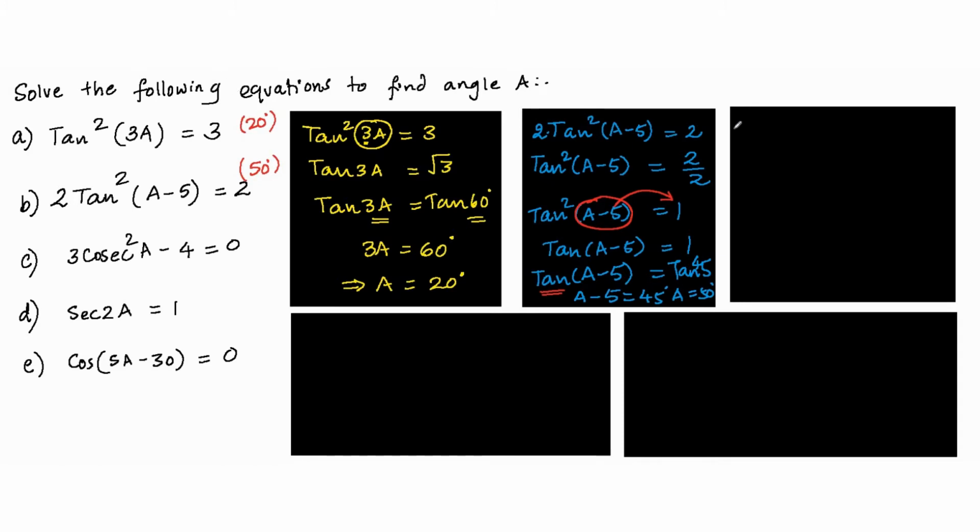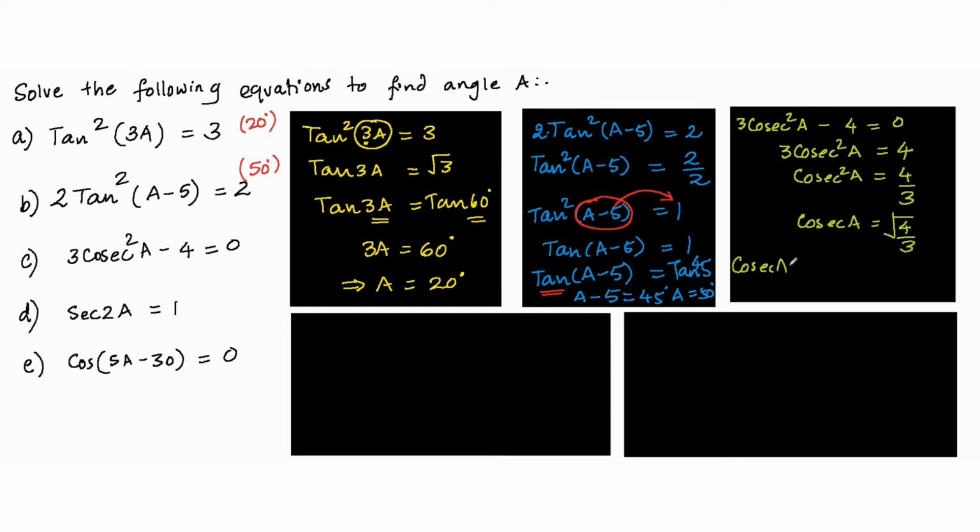Let us now solve the third question. We have 3 cosec square A minus 4 is equal to 0. So let's transpose the 4 to the other side. I get 3 cosec square A is equal to 4. 3 is in multiplication with cosec square A, so it becomes cosec square A is 4 by 3. Taking square root on both sides, I get cosec A is equal to square root of 4 by 3, which means cosec A is equal to square root of 4 is 2 and square root of 3 is root 3.